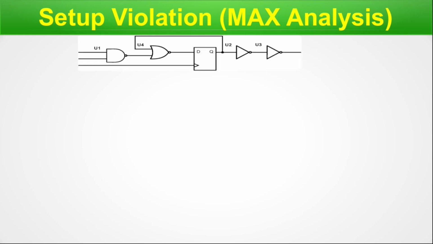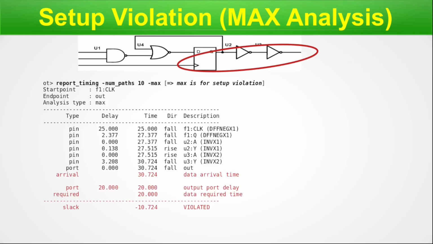I mentioned that at some later time point I'll clarify the max and min analysis. So here you can see the setup violation comes under the max analysis. In this slide we will explore how to catch the setup violation in OpenTimer STA. This is our design. We are interested in this path for the setup violation. We run the report_timing command with the max option, which is used for detecting the setup violation.